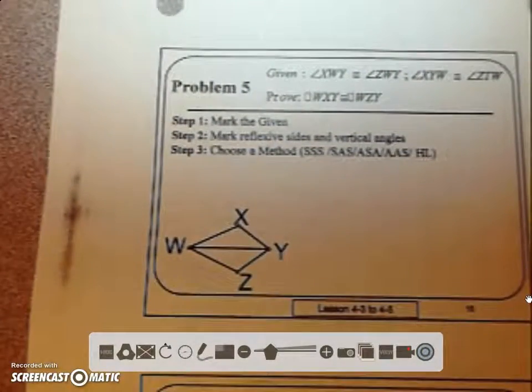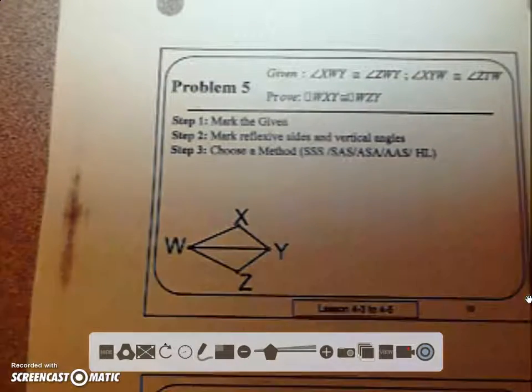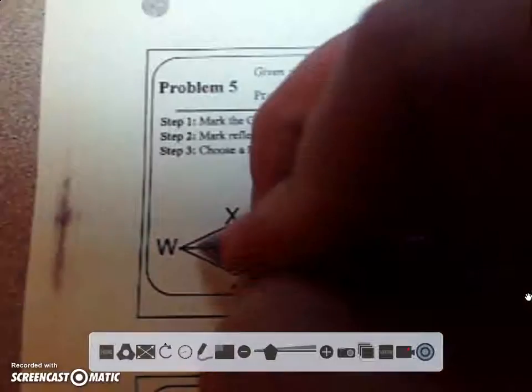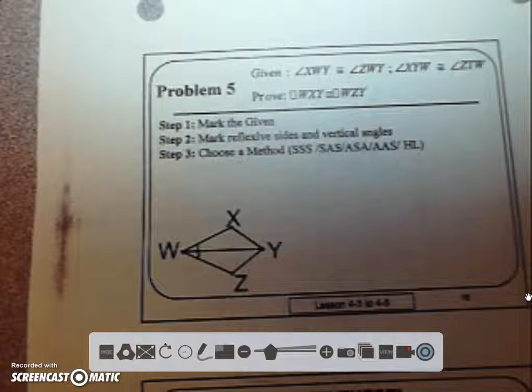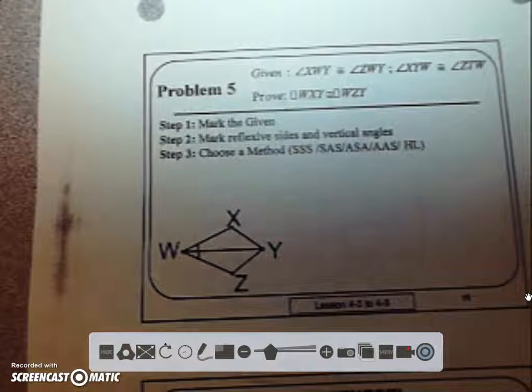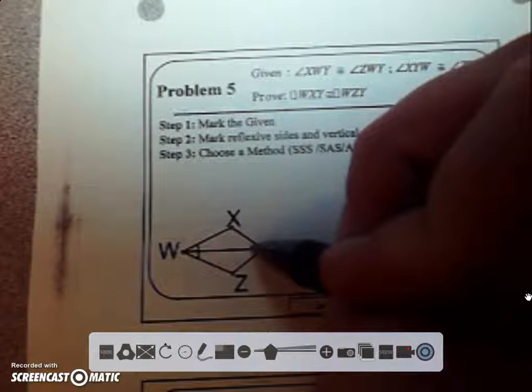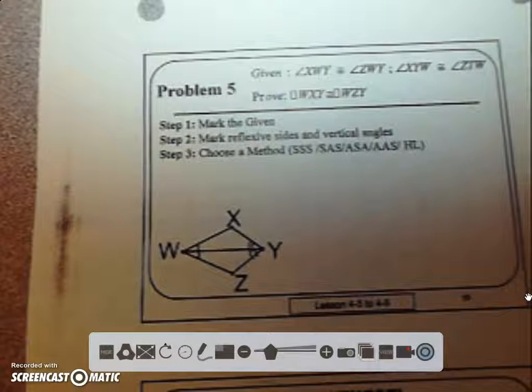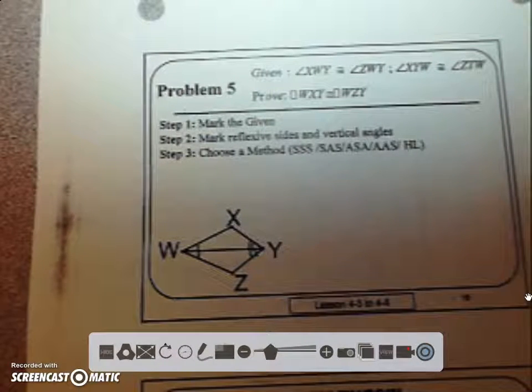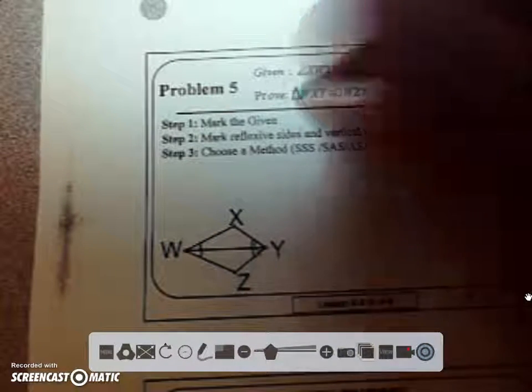Looking at problem number 5 on the back of the page. By marking the given, we know that XWY is congruent to ZWY. So that's these 2 angles on the left. We know that XYW is congruent, and that should say ZYW, not ZT. So XYW here and here, those 2 are congruent. And we're trying to prove triangle WXY is congruent to triangle WZY. These should both be triangles here.